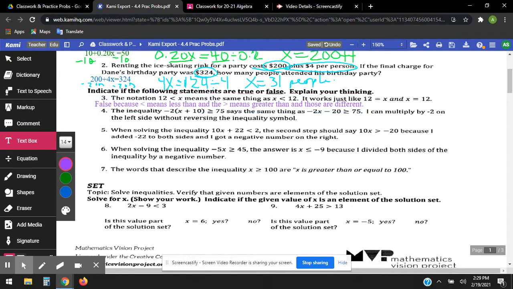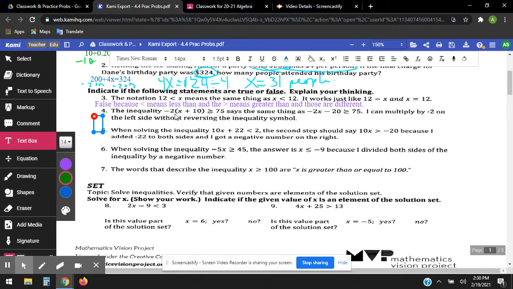Inequality, -2 parentheses x plus 10 parentheses is greater than or equal to 75 says the same thing as basically distributing out -2 times x plus -20 is greater than or equal to 75. So I can multiply the -2 on the left side without reversing the inequality. Remember how we said if we multiply by negatives, that throws off things? What do you think? Well, in this case, we only multiplied by the negative on the left side. We were just simplifying. We didn't actually do it to both sides.